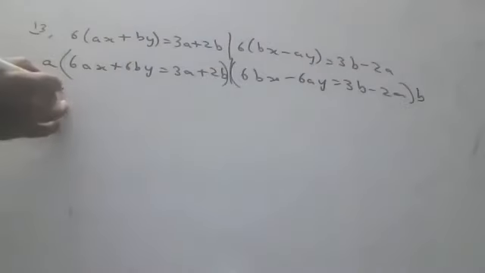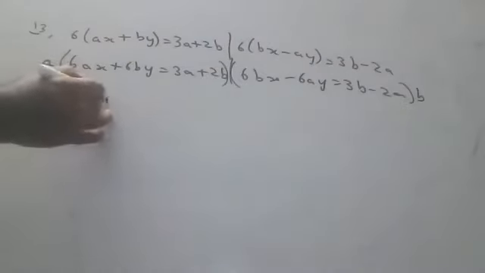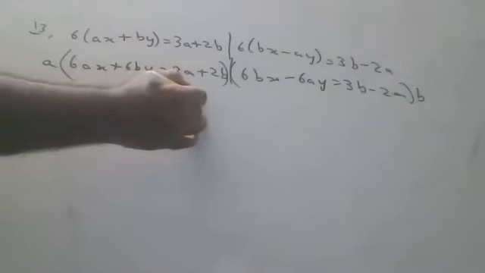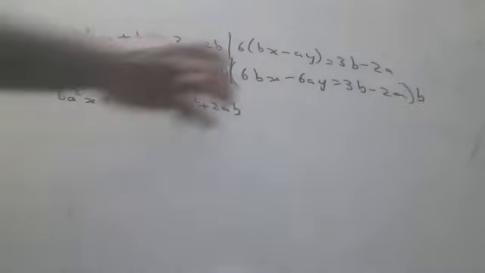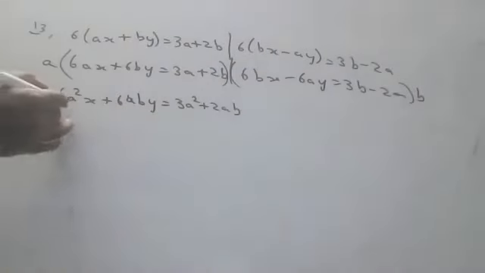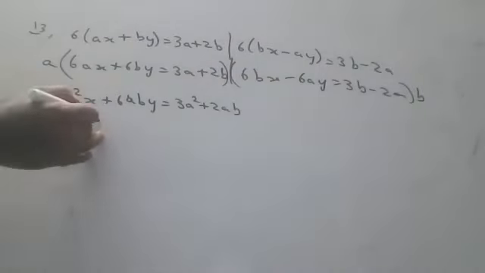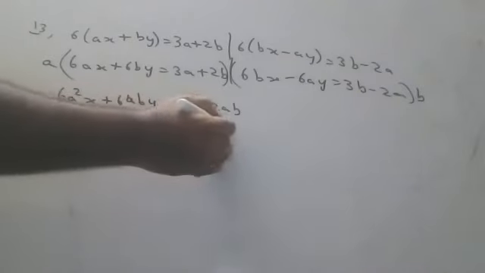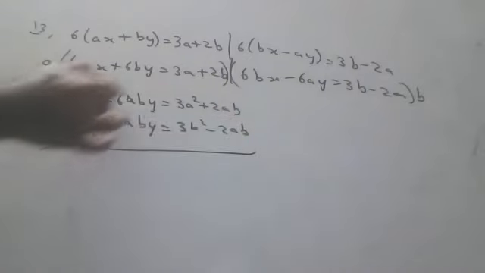So if I multiply this whole equation with a, we get 6a square x plus 6aby is equal to 3a square plus 2ab. This is with b I'm multiplying, children. See here, 6b square x minus 6aby is equal to 3b square minus 2ab.